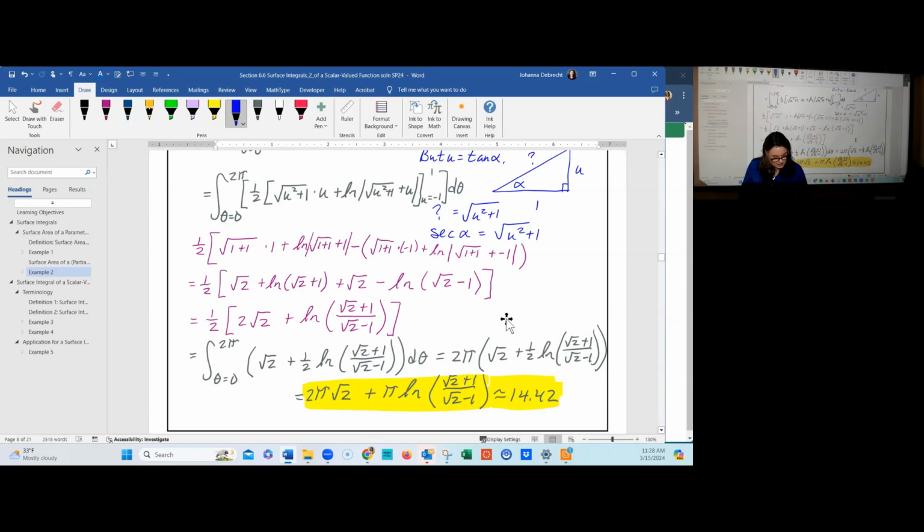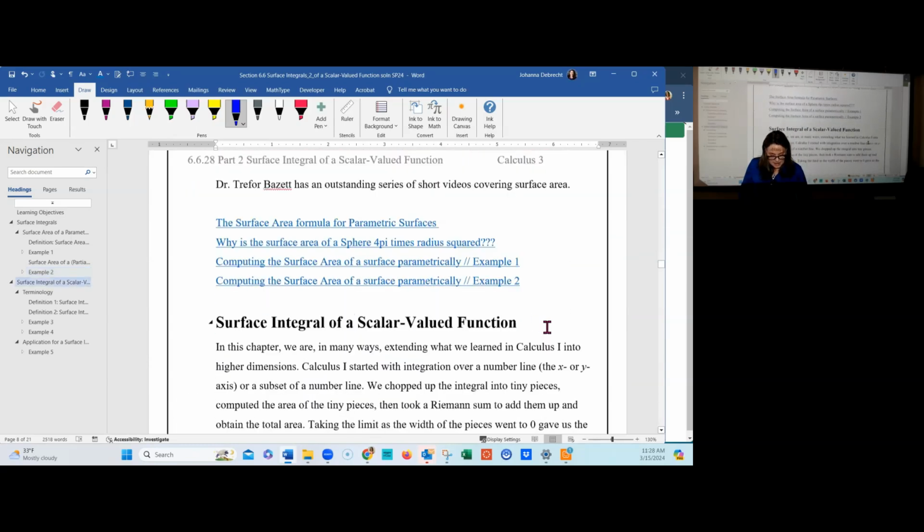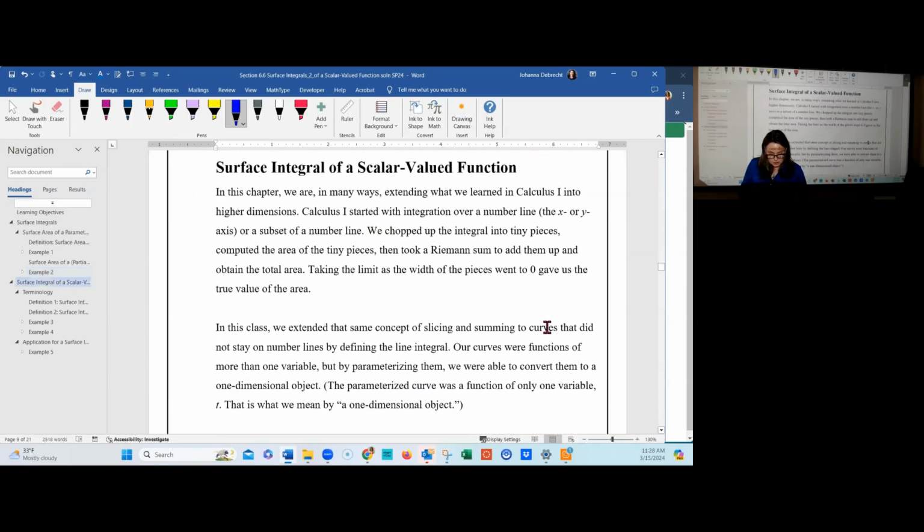Let's now go ahead and take a look at a surface integral of a scalar valued function. Now that we've covered how to find surface area, we want to more formally define the surface integral. In a lot of ways, what we're doing in chapter 6 is we're extending what we learned in chapter 1 with the fundamental theorem of calculus into higher dimensions.